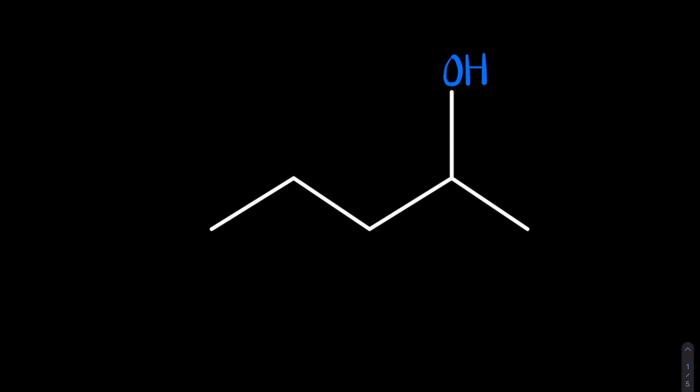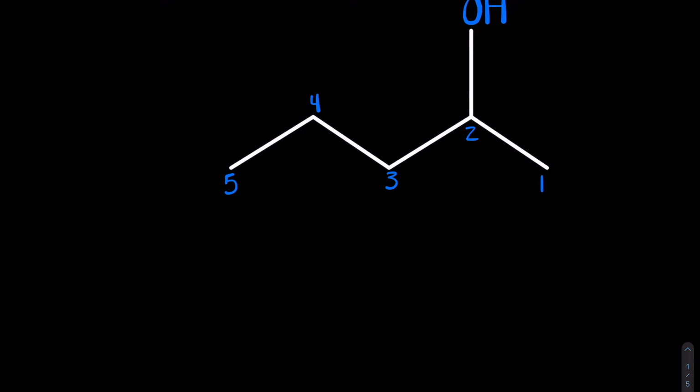We have an alcohol group. Where do we number from first? Well, this is pretty easy. 1, 2, 3, 4, 5. So this is 2-pentanol.